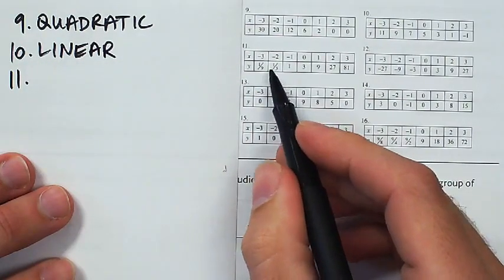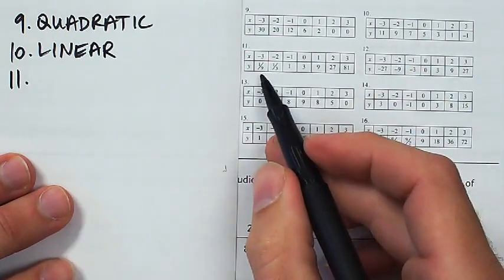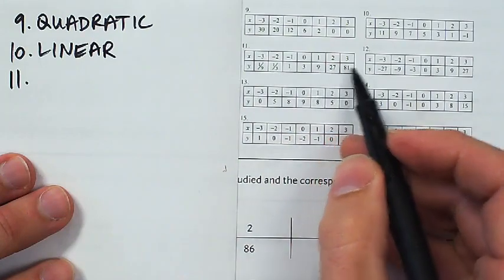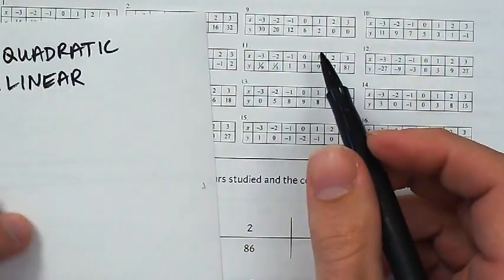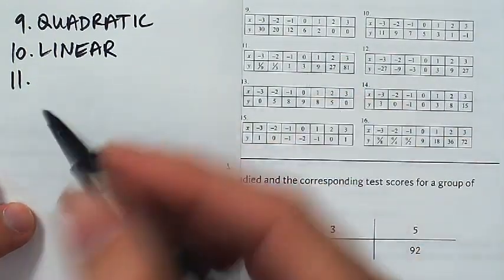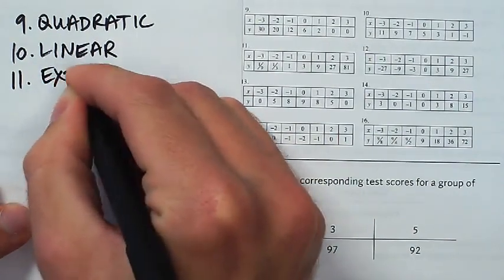Number 11, this is the exact same table that we've already worked with, I think. 1/9, 1/3, 1, 3, 9, 27, 81. Oh, it was a little bit off. Still exponential, though. So yeah, each time we're multiplying by 3, so that's going to be exponential.